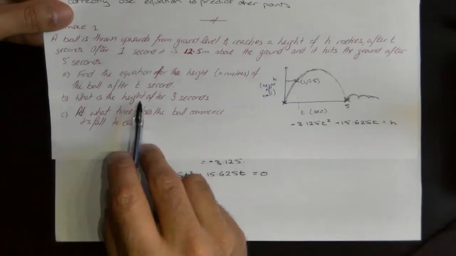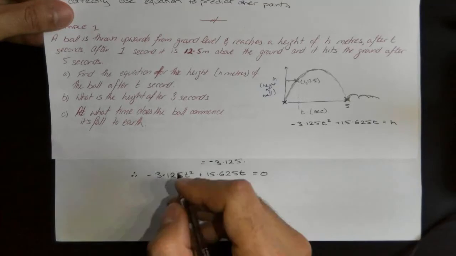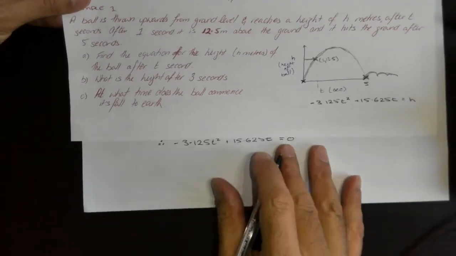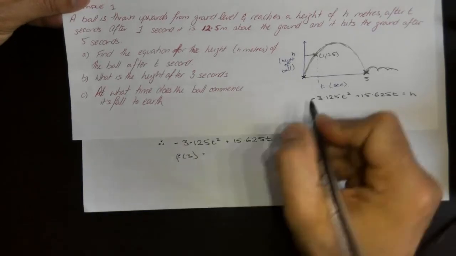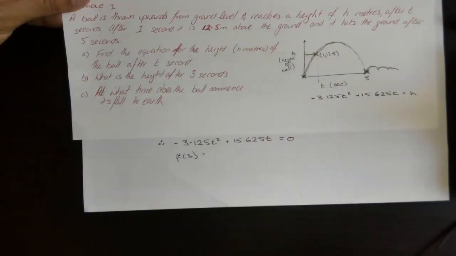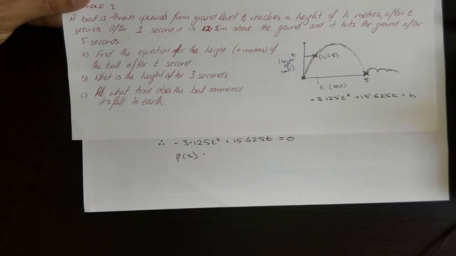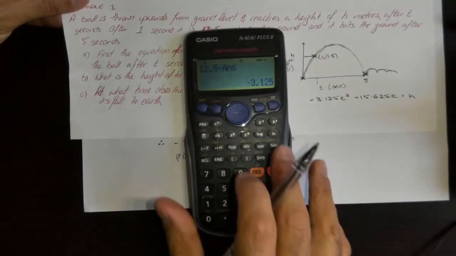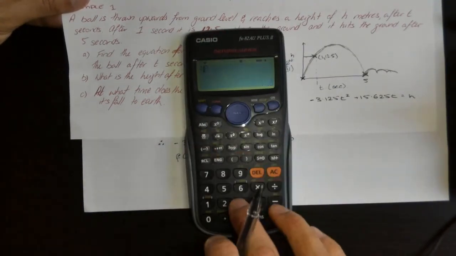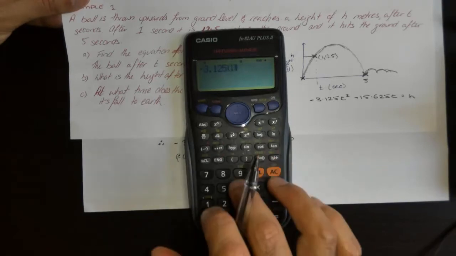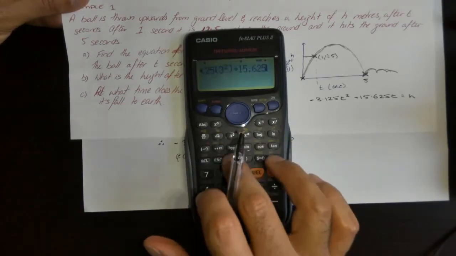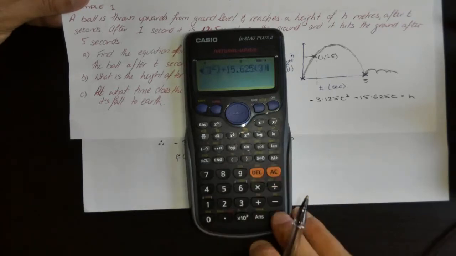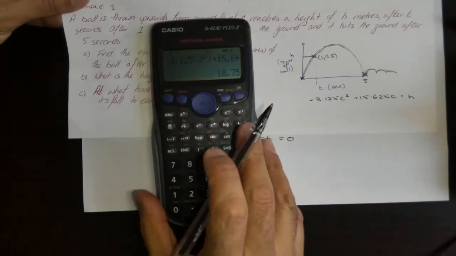Part C is, what is the height after 3 seconds? So we want to find out f of 3. So if it's somewhere over here, we're just going to plug it into our equation. So negative 3.125 times 3 squared plus 15.625 times 3. The height is 18.75 meters.